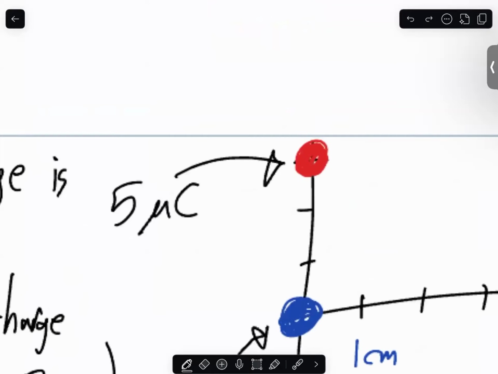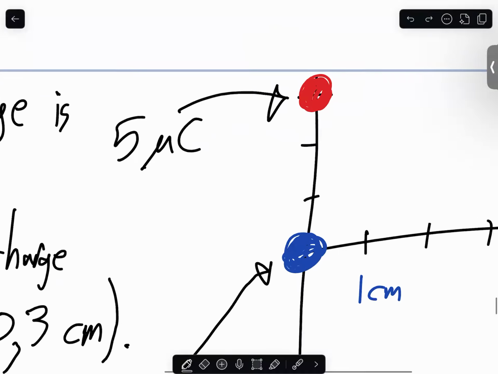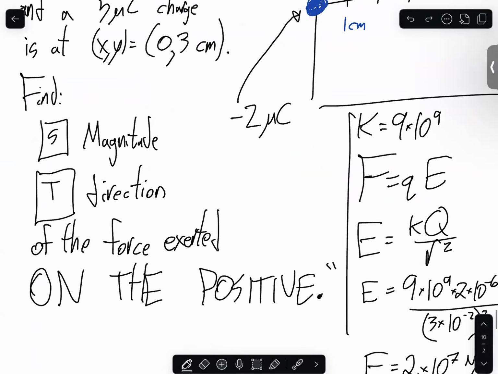Direction, real fast. Direction on what? Muy importante. If you get it flipped on what, you will always get it wrong. If I asked you the force on the positive, you ask yourself, is this attracting or repelling? Opposite charges attract. So imagine being the positive and attracted downward. Downward is the correct answer for direction, as negative y. Negative y, sure, you could say it that way too.